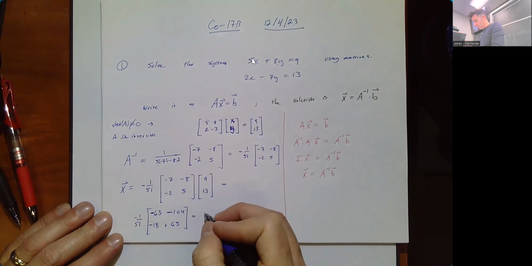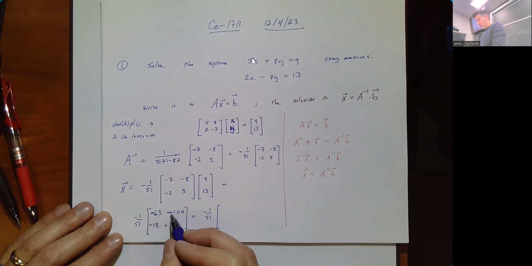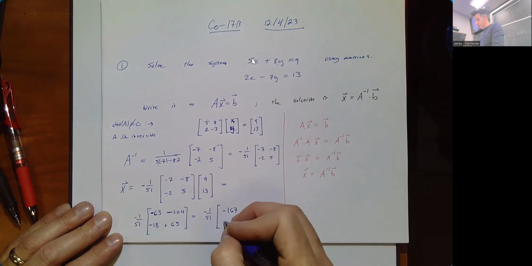So simplifying a little bit more, I get negative 1 over 51 times negative 63 minus 104 is negative 167. And negative 18 plus 65 is what? 47.